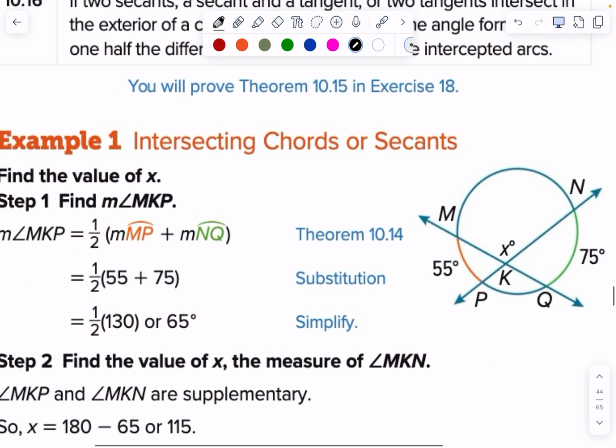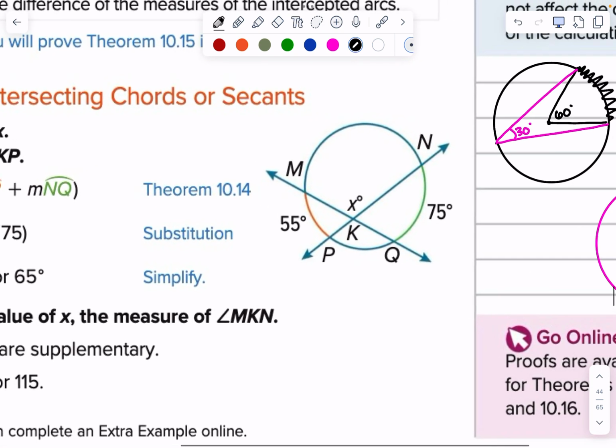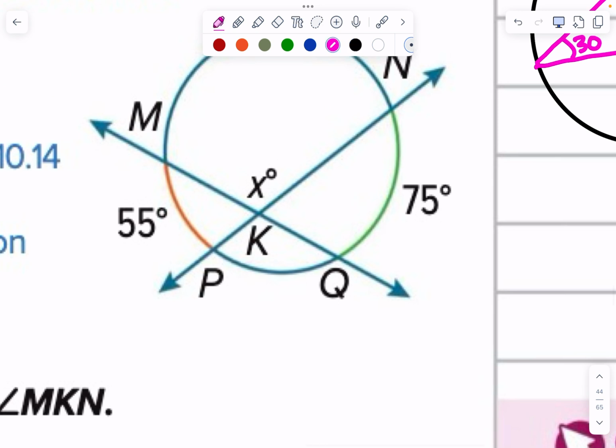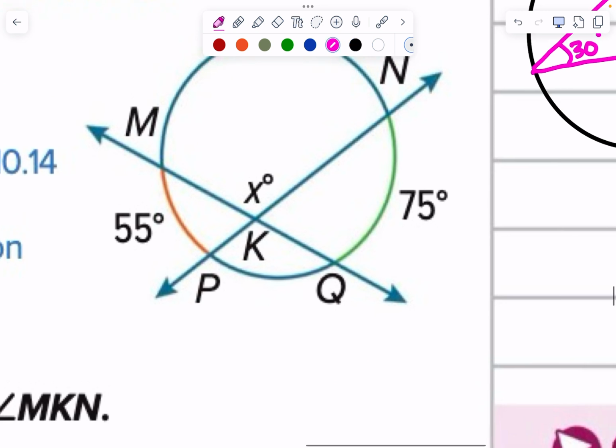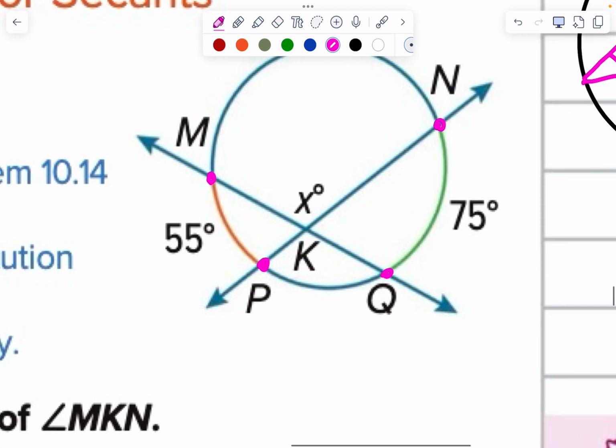Now we're talking about secant lines. A secant line is a line that touches the circle in two places. So you see this line right here? He's touching there and there. And this line right here is touching there and there, right? Okay, and they are intersecting inside of the circle. Okay, are you ready?